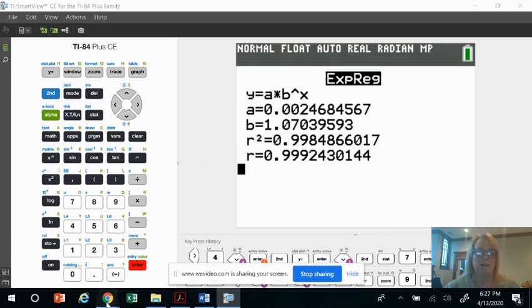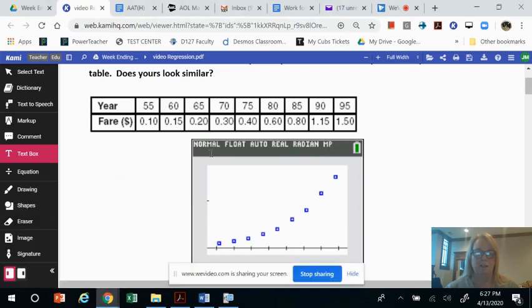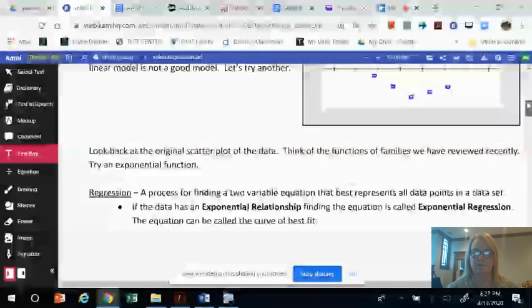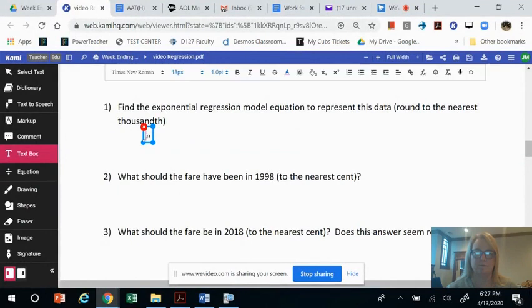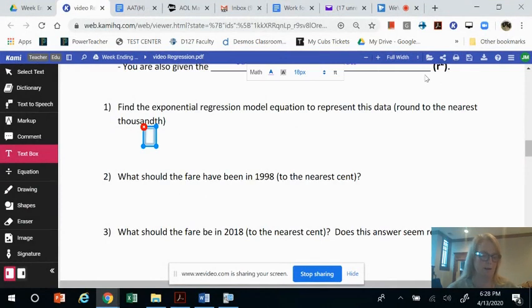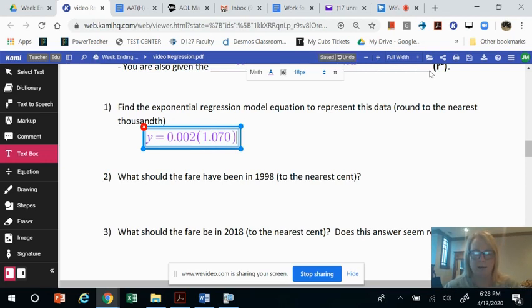Okay, so now let's go ahead and put that model in on our worksheet. That was on page 2. I also have it on my calculator. So y equals 0.002, open parentheses, 1.070, close parentheses, raised to the x.